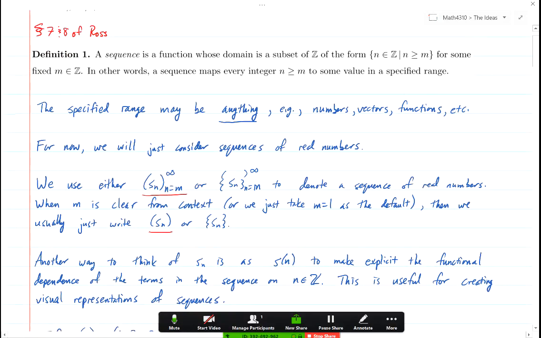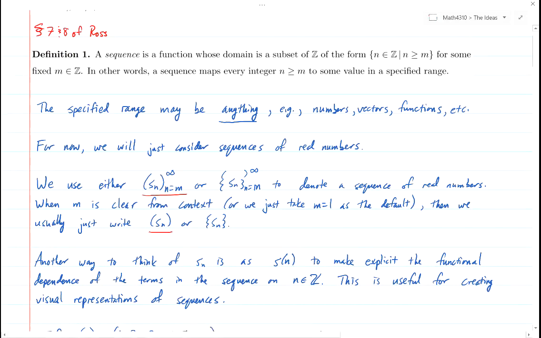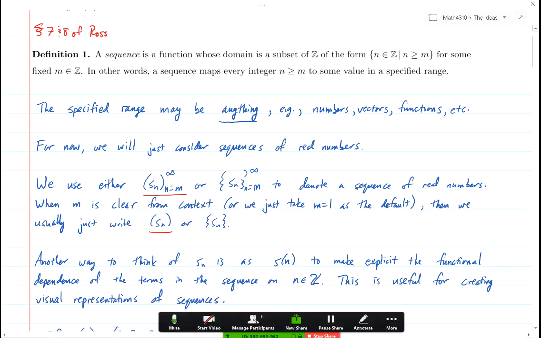Now, it's necessary to introduce some notation for this. We will either use parentheses or curly brackets with a subscript of n equals m and a superscript of infinity, just to denote that that's all these points that go from integer m up to infinity, right? There's all the ones above m. When m is clear from context, or we just expect that it's equal to 1 as the default, then we'll often drop the subscript and the superscript and just use parentheses for a sequence, sometimes the set. Now, it depends on the text. The older texts that you look at and older references, they'll typically use curly brackets.